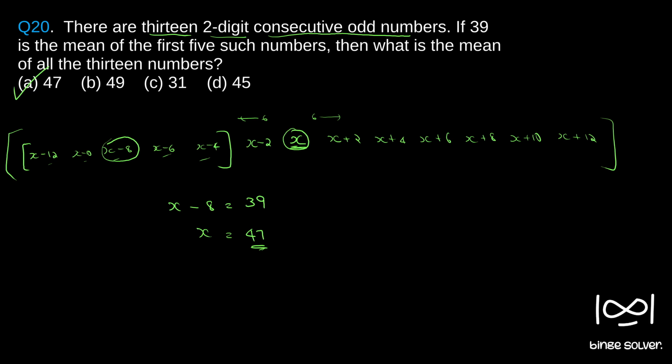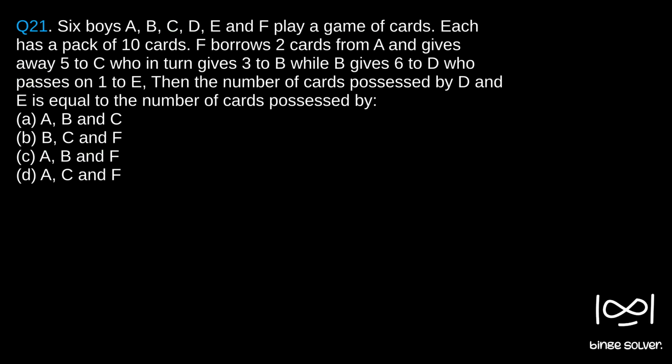Next question, question 21. 6 boys A, B, C, D, E and F play a game of cards. Each has a pack of 10 cards. F borrows 2 cards from A and gives away 5 to C, who in turn gives 3 to B, while B gives 6 to D, who passes on 1 to E. Then the number of cards possessed by D and E is equal to the number of cards possessed by, and options are given. So we'll just write down the information. There are 6 players: A, B, C, D, E, F. Everyone has 10 cards with them initially.